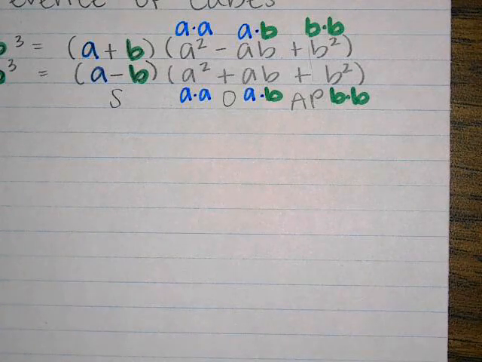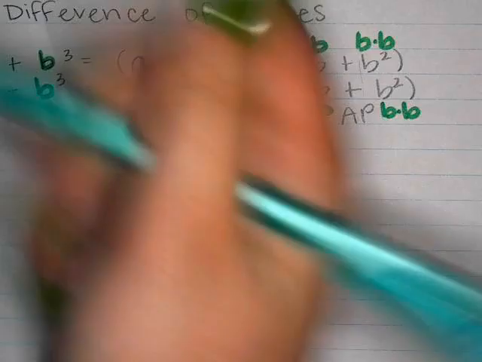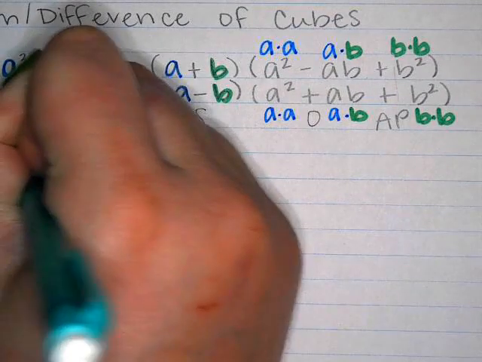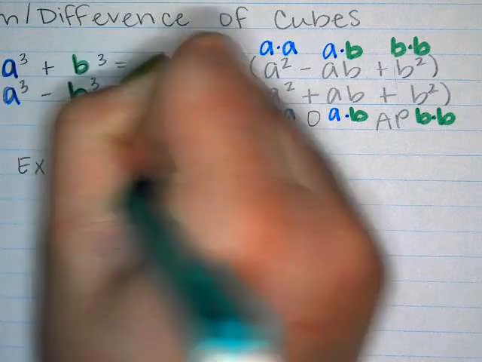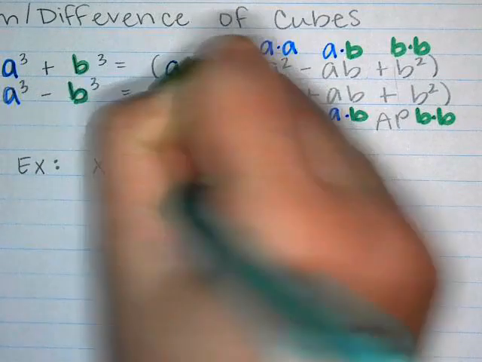So let's try this with a simple problem. We're going to factor x to the third minus 216.